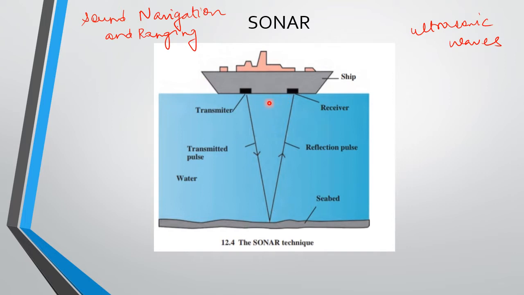Similarly, this technique can also be used to determine if any obstacle is there when the ship is moving ahead. The transmitter would send the ultrasonic waves and the reflected wave would strike the obstacle and come back and it would be received by the receiver. Then they are being converted into the electrical signals which are then interpreted, that means read properly.